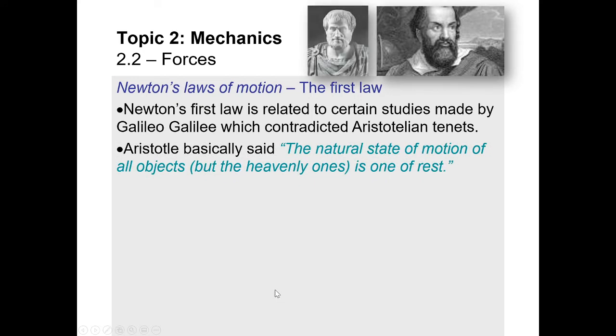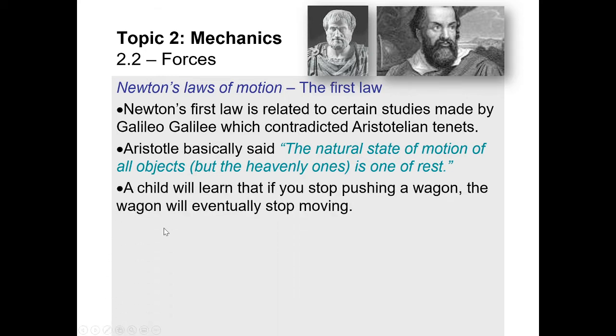The first thing we want to go over is Newton's first law. So in this video, we're going to be going over Newton's first law, and in the next video we'll go over his second and third laws. So the first law surrounded studies provided by Galileo and Aristotle. So Aristotle said the natural state of motion of all objects but the heavenly ones, hence those in space, is one of rest.